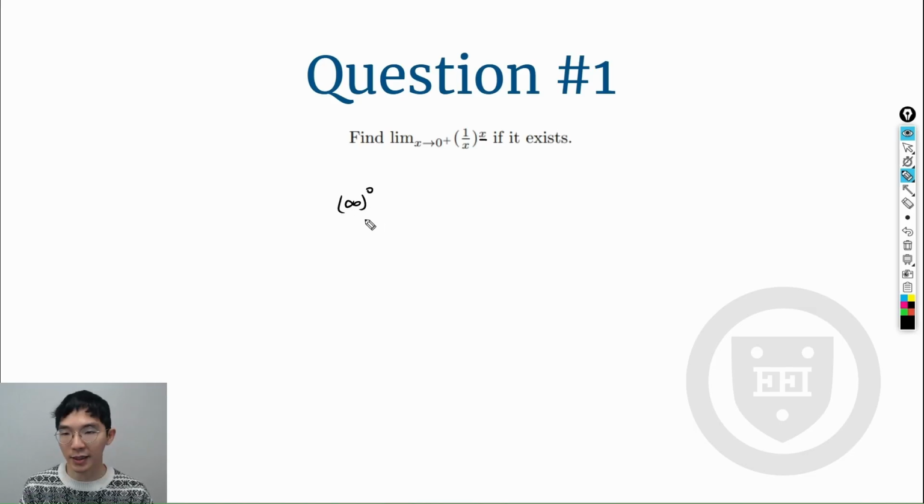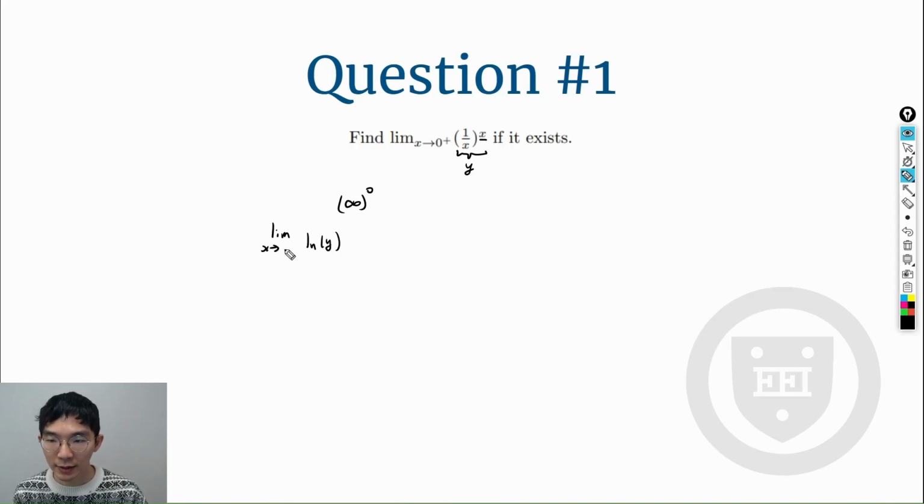Now, this case can get a little more complicated, because depending on whether the base goes to infinity faster or the power goes to 0 faster, our answer can change. So, to determine what my actual answer is, we're going to set our expression equal to y, and take the ln of it. And then we're going to find the limit of ln of y as x approaches 0 from the right.